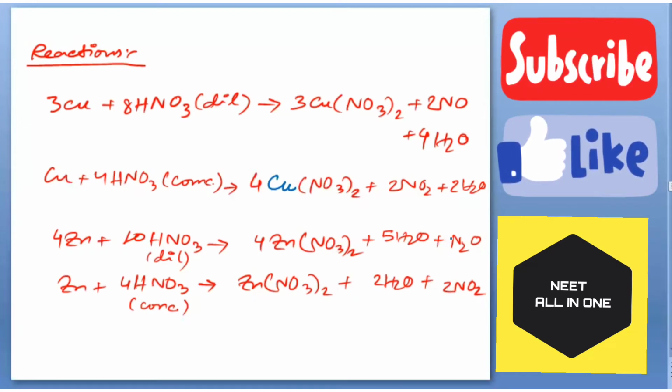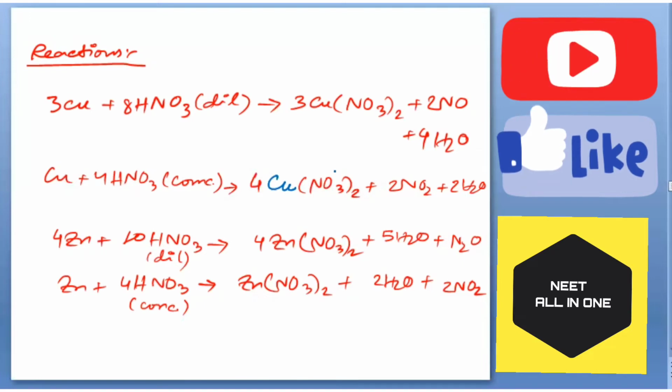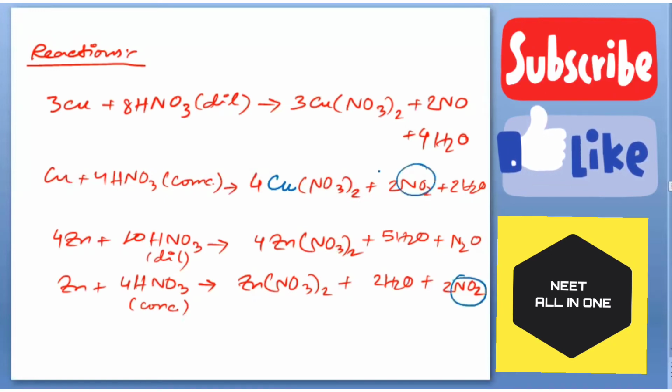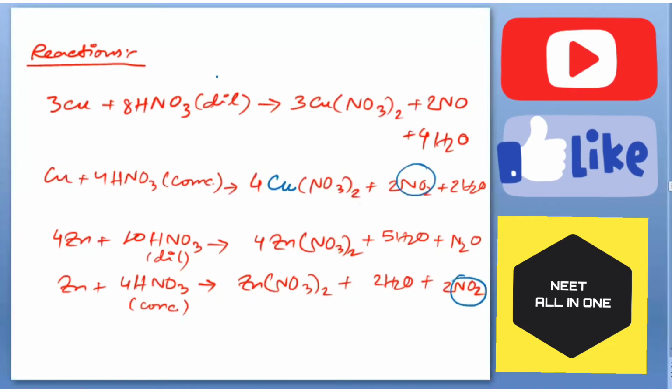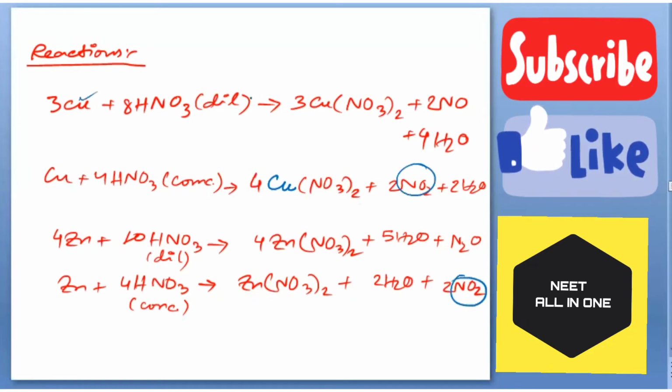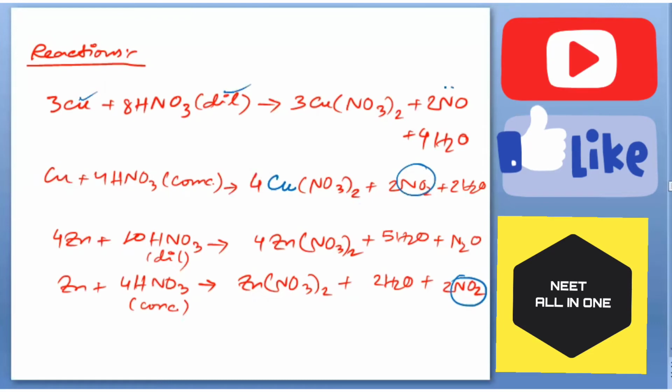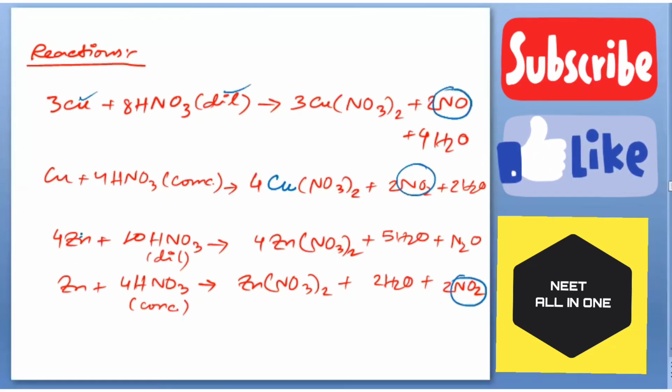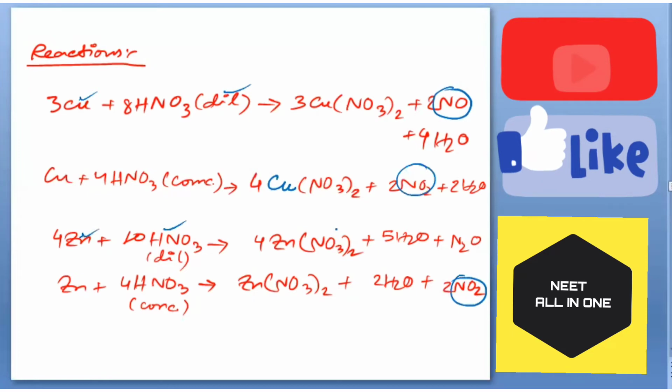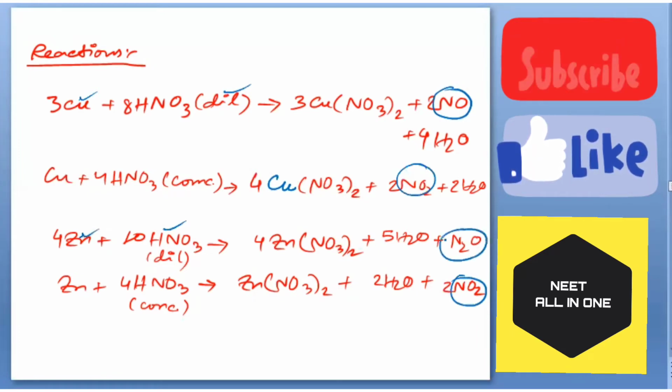Now you might be thinking, why are these 4 reactions written and called special? Because in the concentrated case, it always forms NO2. Can you see it as a byproduct? But when we react copper with dilute HNO3, it forms NO. But when we react zinc with dilute HNO3, it forms N2O. That means the byproducts vary in case of dilute acid. So in case of copper it forms NO, and in case of Zn it forms N2O.